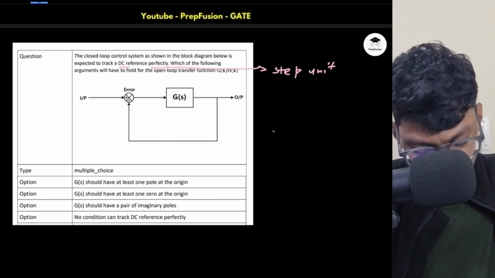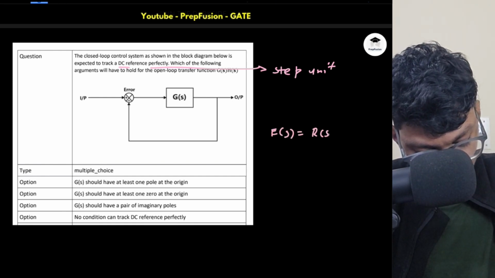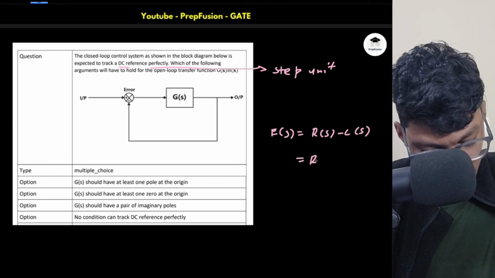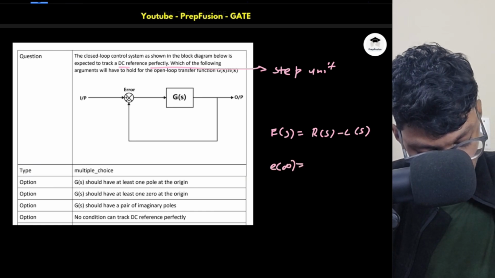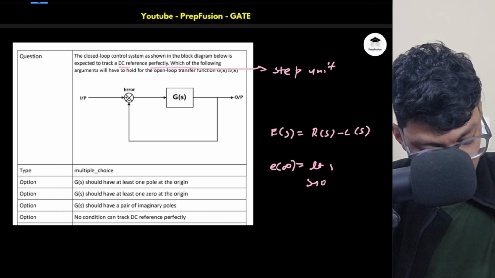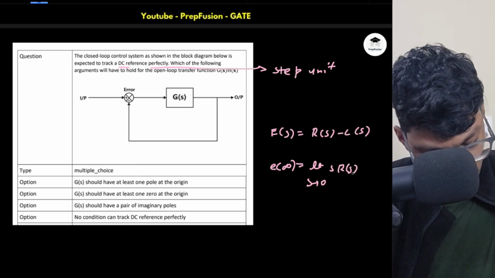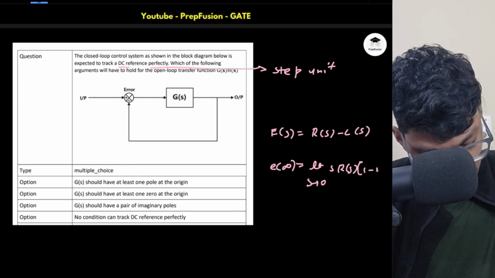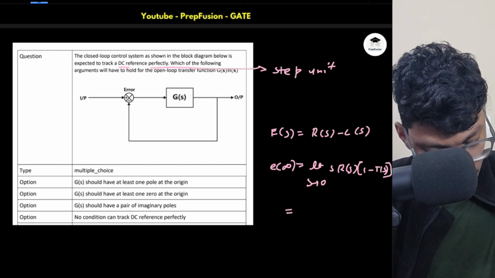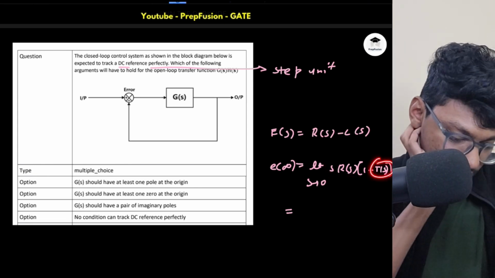Why? Because your error E of s is simply R of s minus C of s, and ultimately your steady state error has to be 0. That means I will apply the final value theorem: limit s tends to 0, s into R of s into 1 minus T of s. R of s is 1 by s, so it is 1 minus T of s.